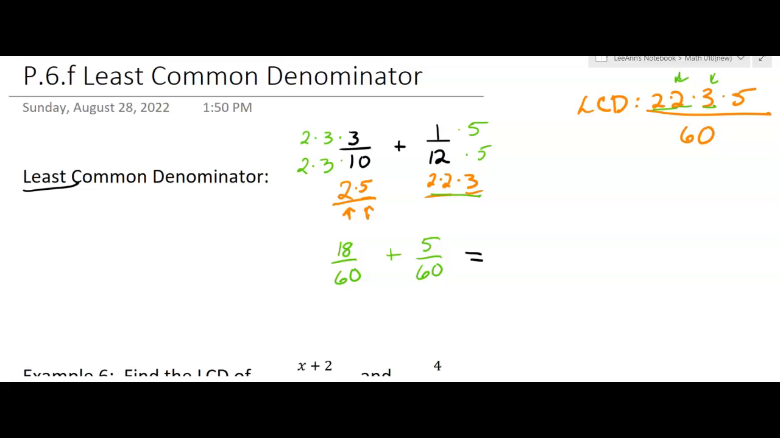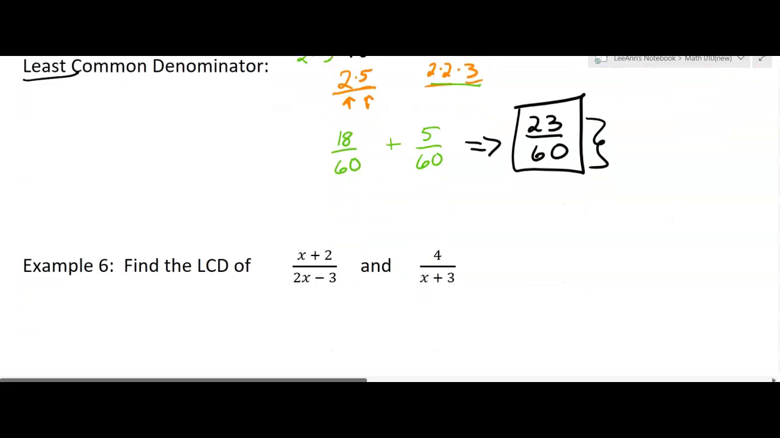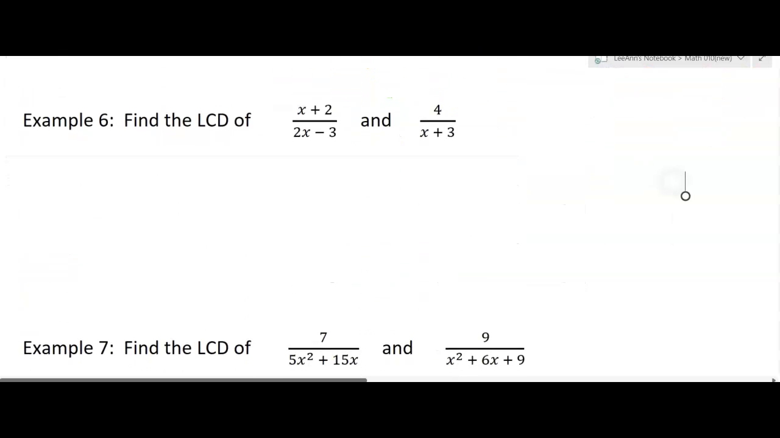So what's 18 plus 5? 23. Now sometimes this will simplify, sometimes it won't. This time it doesn't, so we're done. Okay? That's the idea. So that's how you do it with fractions.